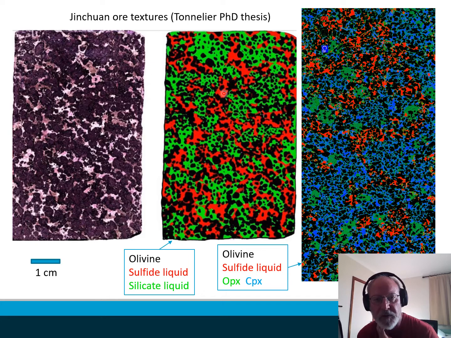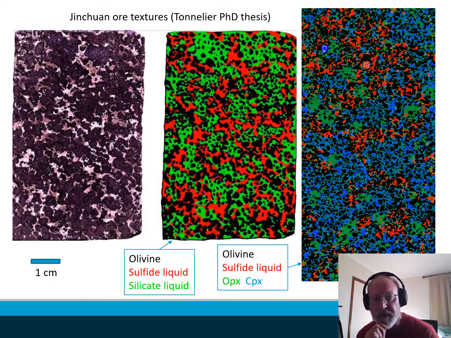So here the olivine crystals are in black, the sulfide is in red, and the silicate liquid, which is now mostly orthopyroxene, clinopyroxene, and plagioclase, shows up in green. And again, here you see you've got sulfide-rich domains, you've got silicate-rich domains. And then over here, this is another sample. This is from Nova. That's a deposit we'll talk about a bit more later on.